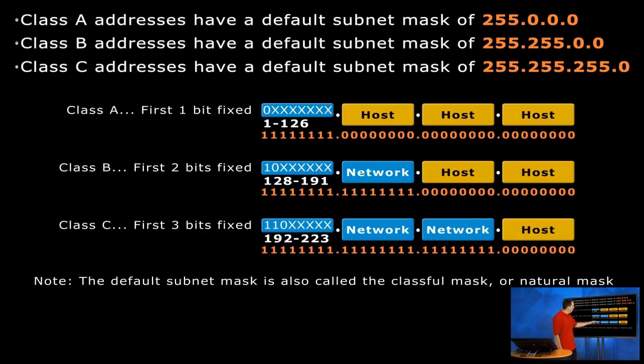For Class B, we end up with a network portion of the first 2 octets, followed by a host portion of the last 2 octets. And then for Class C, we have the first 3 octets stretched out as the network ID, and then the last octet as the host portion. So it's all based on these 1s and 0s in binary.